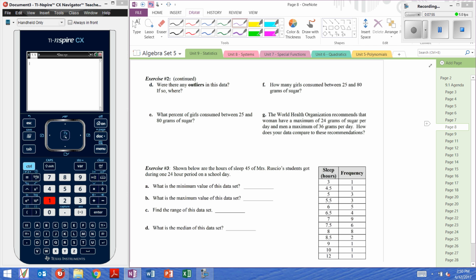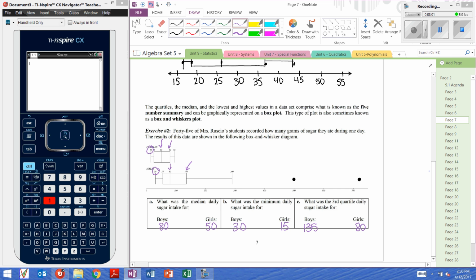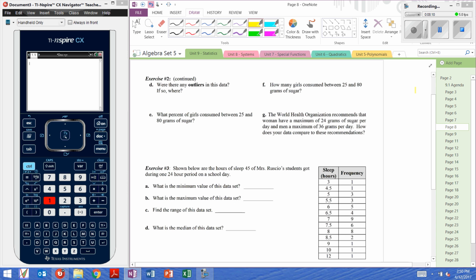And D asks us, were there any outliers in this data? So if we scooch back, we can see, yes, look at these outliers right here. They existed in the males category. So yes, in the males.